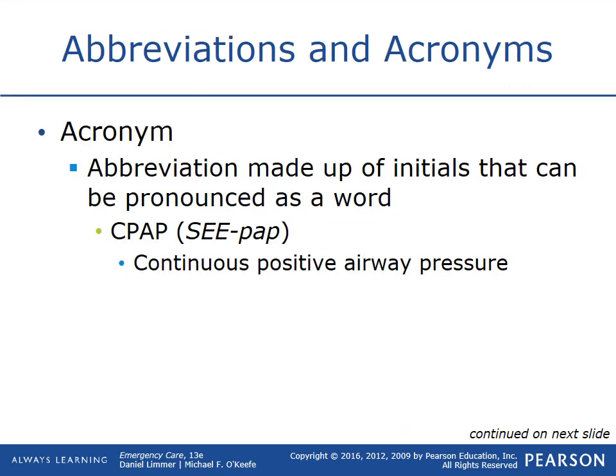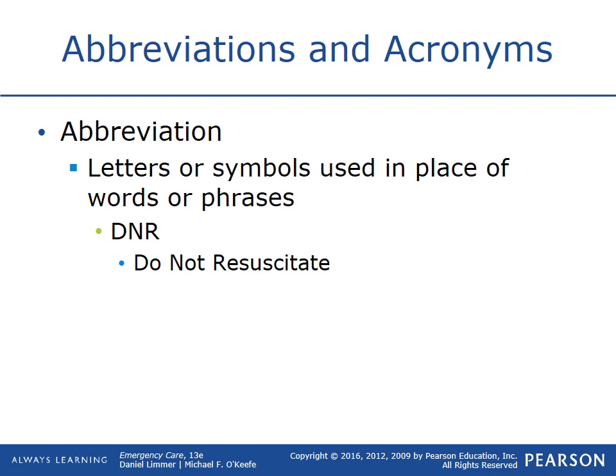The other thing that's used in EMS a lot is acronyms. These are abbreviations that are made up of initials that can be pronounced as a word, like CPAP. It stands for continuous positive airway pressure. Another one that's common is COPD, chronic obstructive pulmonary disease. You might have heard that one at some point. Abbreviations are used a lot, and these are letters or symbols used in place of words or phrases. So DNR would mean do not resuscitate.